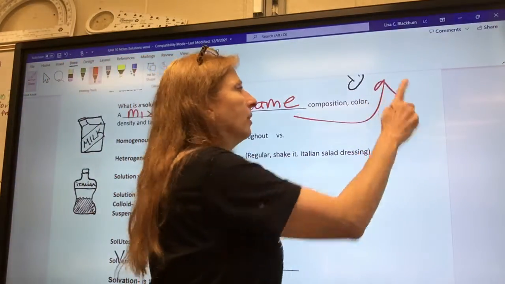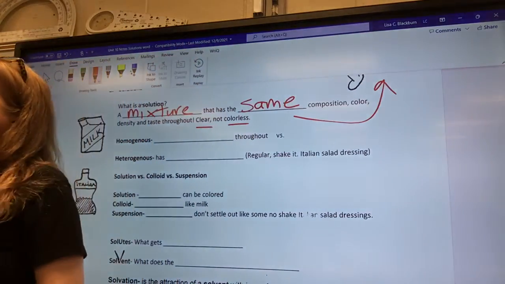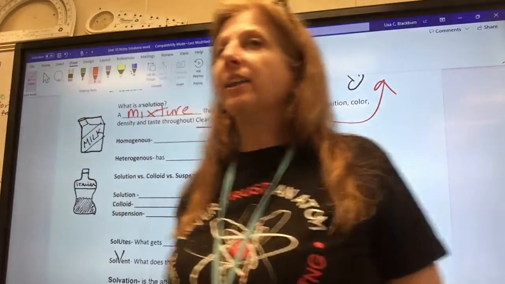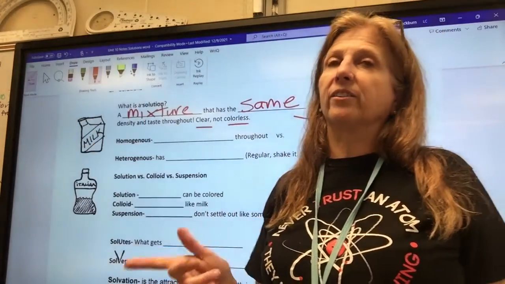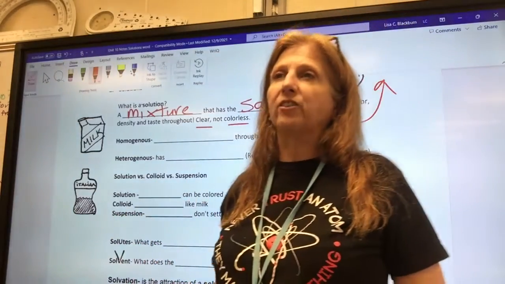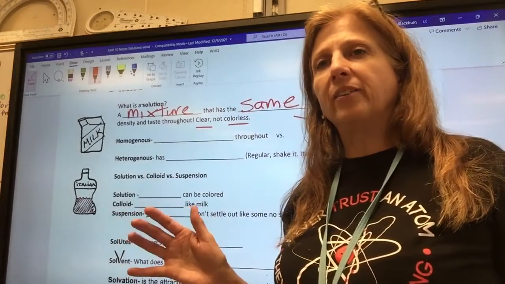So our example is Kool-Aid. Kool-Aid tastes the same at the top, middle, and bottom. It looks the same at the top, middle, and bottom. It is not colorless. Kool-Aid does not usually look like water. It's usually a color. My favorite's black cherry, which is a dark red color throughout. Okay, does that make sense?